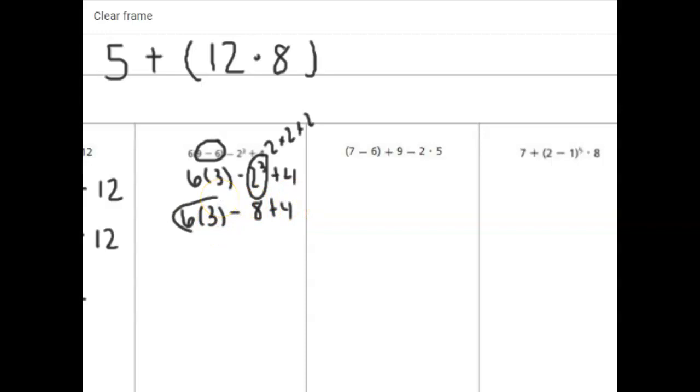Remember, when a number is right next to parentheses, that means multiplication. So this is 18 minus 8 plus 4. Going left to right, subtraction comes first. 18 minus 8 is 10. 10 plus 4 is 14.